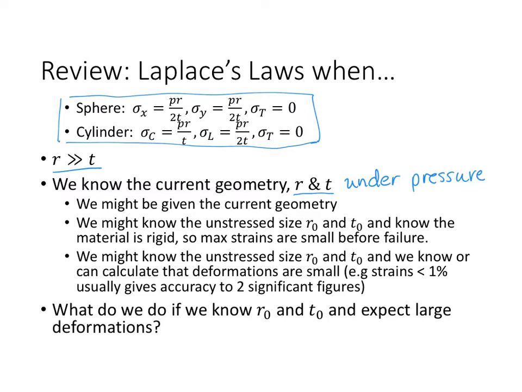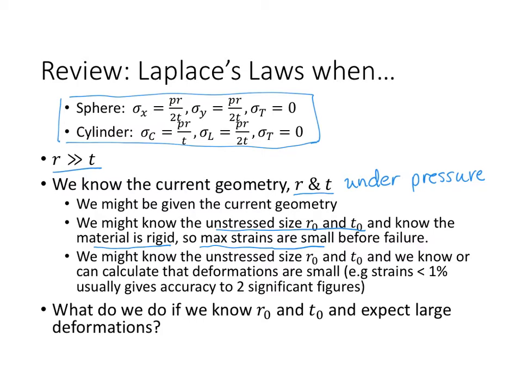It's also possible to know the unstressed size, which we refer to as R naught and T naught. And if we know the material is rigid, that is, the maximum strains must be small before failure, then we can use R naught and T naught as an estimate of R and T.